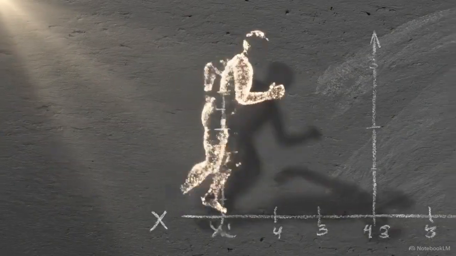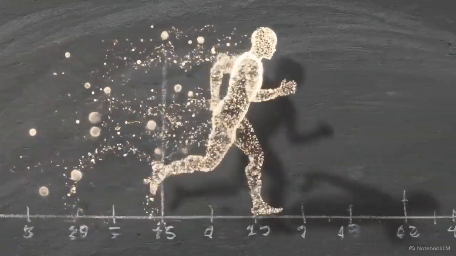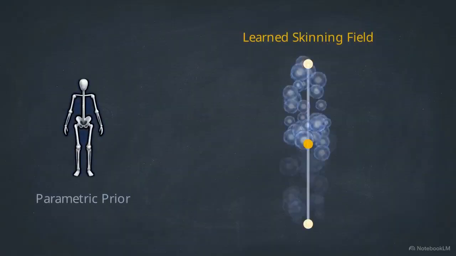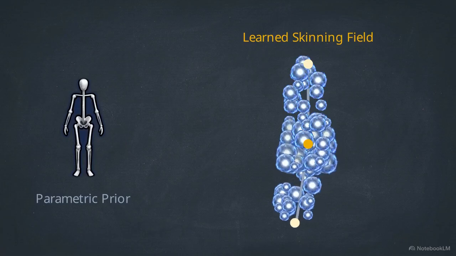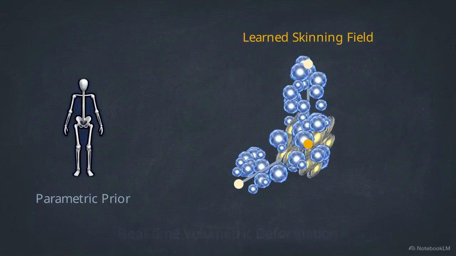The next step is 4D Gaussian splatting. We can now track a fluid human figure composed entirely of moving light particles. By deforming a single set of splats over time, the system creates fully navigable, real-time volumetric video of human performances.